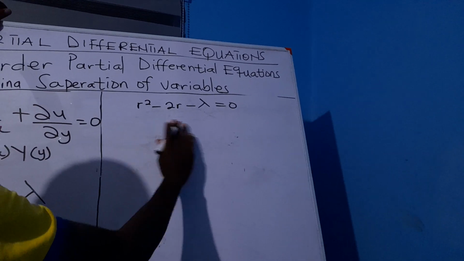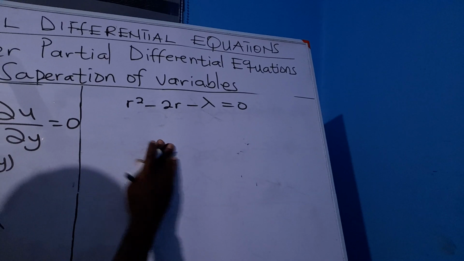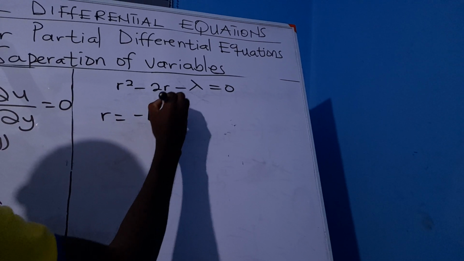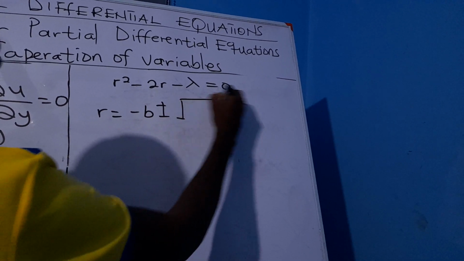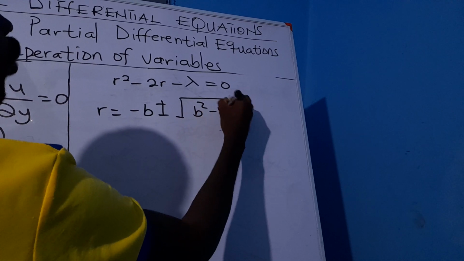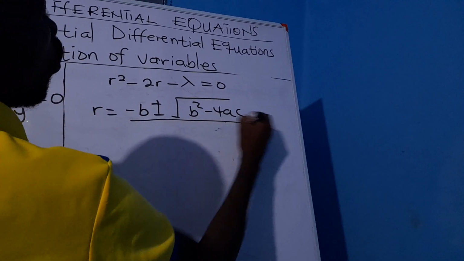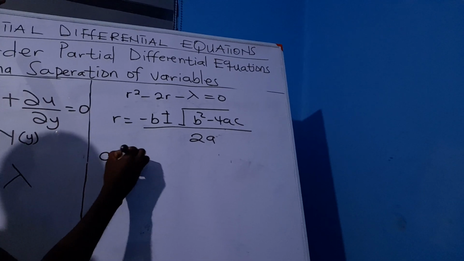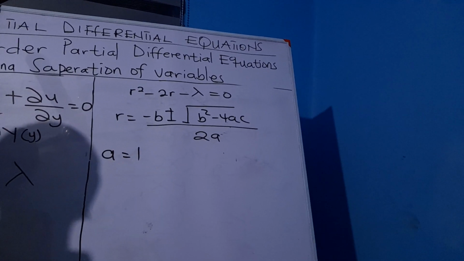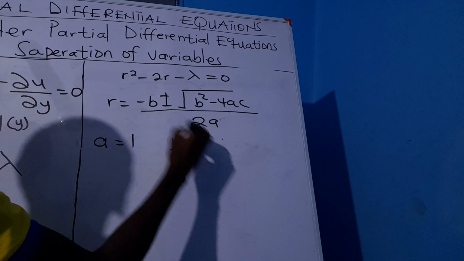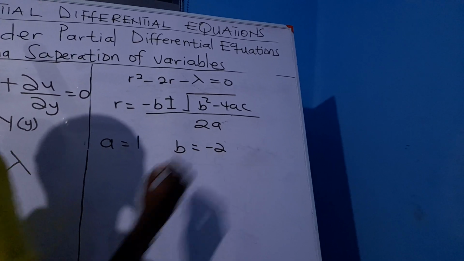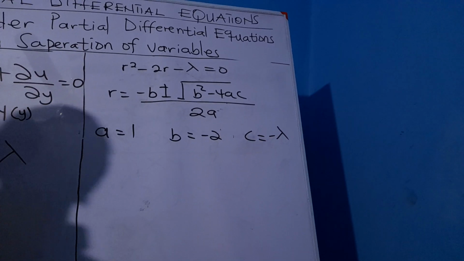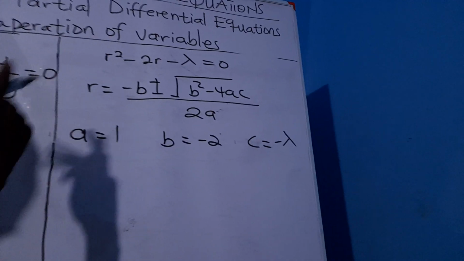So we can complete the square and use this, but I want to use the formula r is equal to negative b plus or minus the square root of b squared minus 4ac, all over 2a. Now what's our a? Our a is the coefficient of the quadratic term here, so it's 1. Our b is negative 2. And our c is equal to negative lambda, the constant.